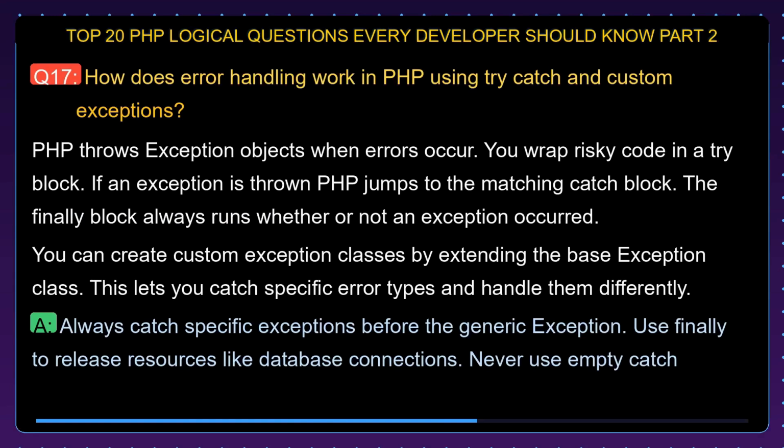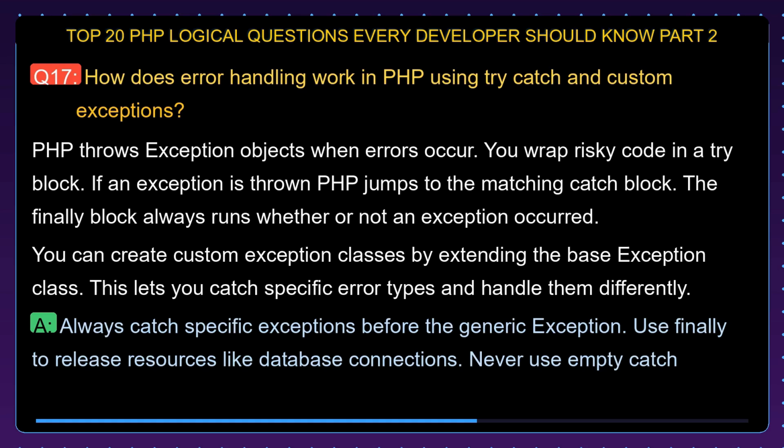Q17. How does error handling work in PHP using try, catch and custom exceptions? PHP throws exception objects when errors occur. You wrap risky code in a try block. If an exception is thrown, PHP jumps to the matching catch block. The finally block always runs whether or not an exception occurred. You can create custom exception classes by extending the base Exception class. This lets you catch specific error types and handle them differently.